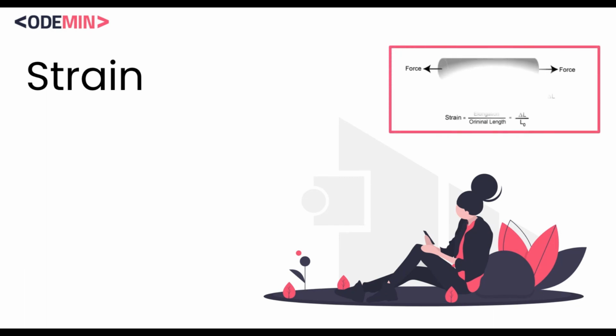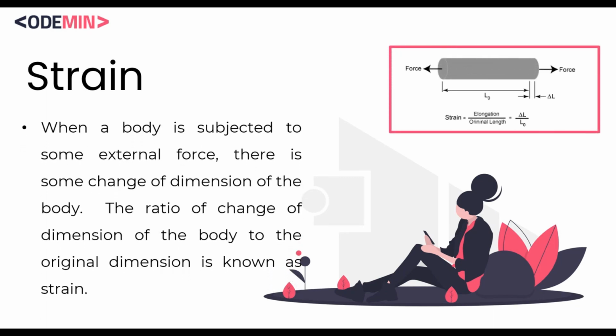Strain. Strain is defined as follows: when a body is subjected to some external force, there is some change in dimension of the body. That is nothing but the ratio of the change in dimension of a body to the original dimension, called strain. For example, consider the following image. Let us take a body of length L mm and the force F on both sides of the body. If the body is pulled in both directions, then the body elongates. That means there will be some change in length. That change in length is nothing but delta L.